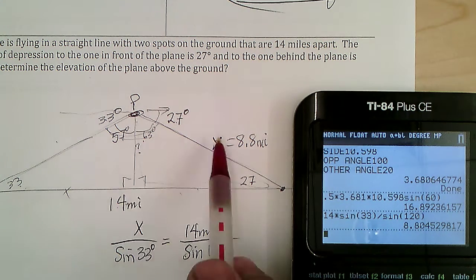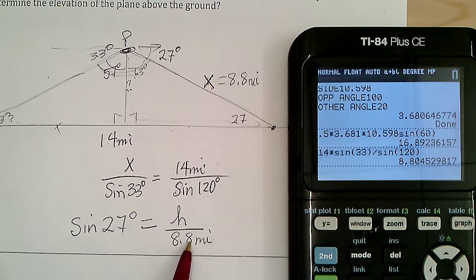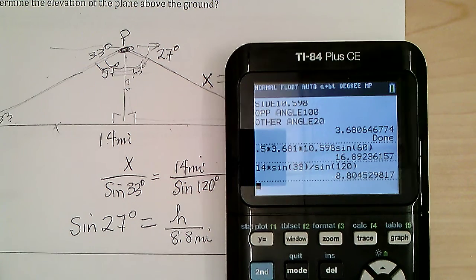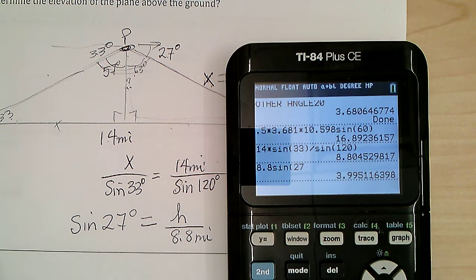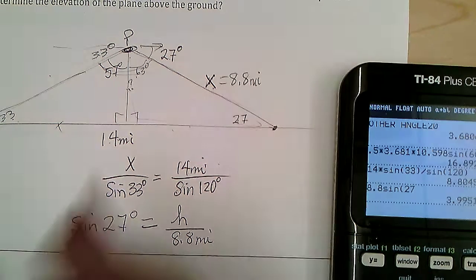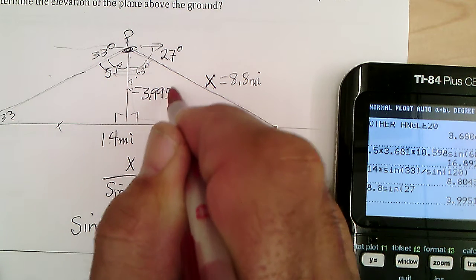So now I can use right triangle trig here and get the height. This is the opposite, this is the hypotenuse. And the sine of the angle is the opposite, the height I want, over the hypotenuse, which is 8.8 miles. So I'd multiply by 8.8 sine of 27. And I get the plane is at 3.995, basically 4 miles high.